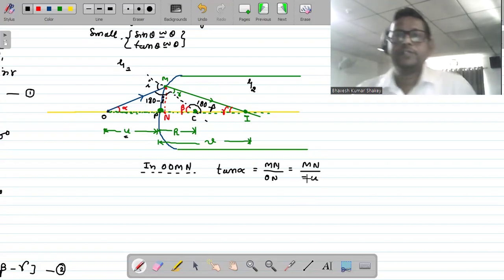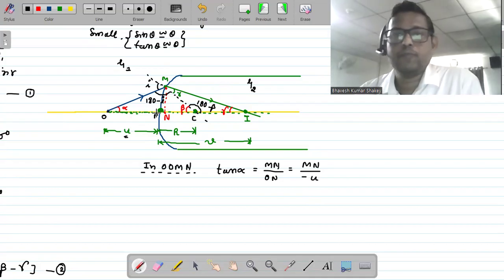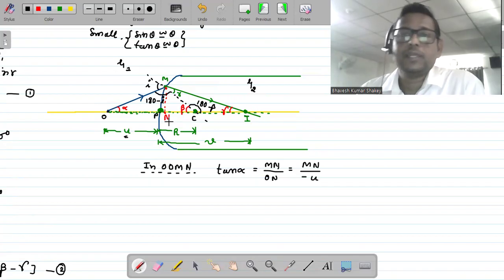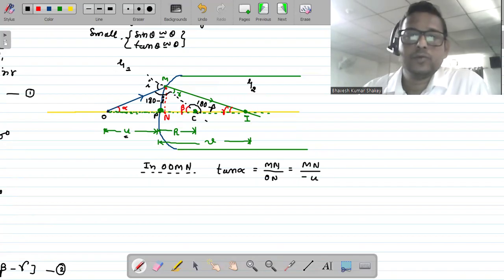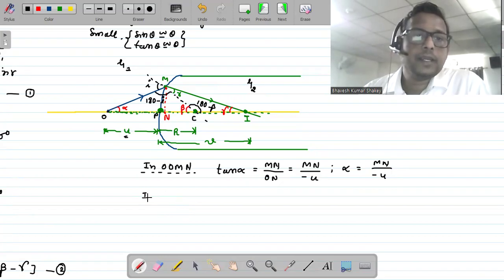According to sign conventions, all the distances should be taken from the pole P, and the distance opposite to the direction of the incident light ray is taken as negative. So this is minus u, and by the small angle approximation, I can write alpha is equal to MN divided by minus u. Now let's take another triangle.